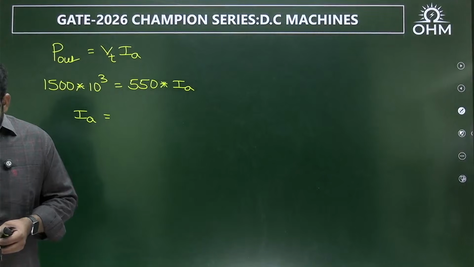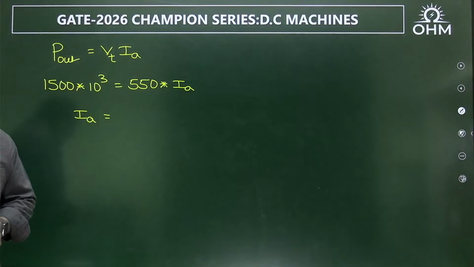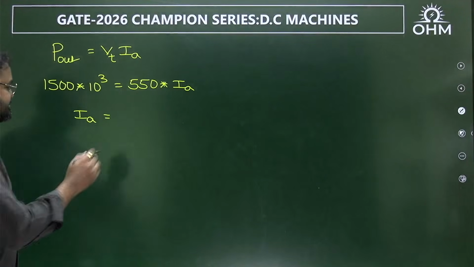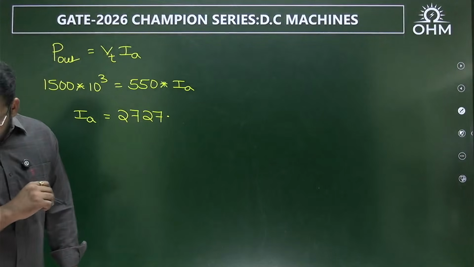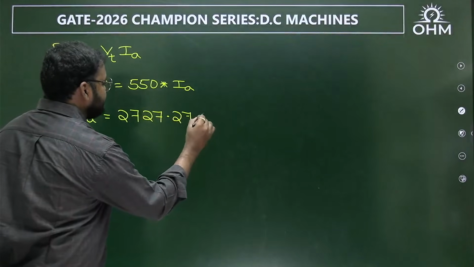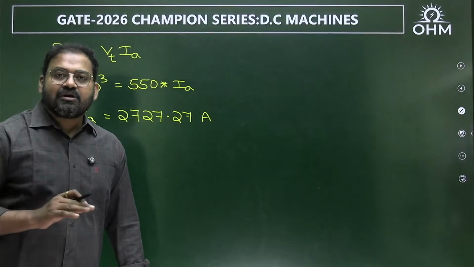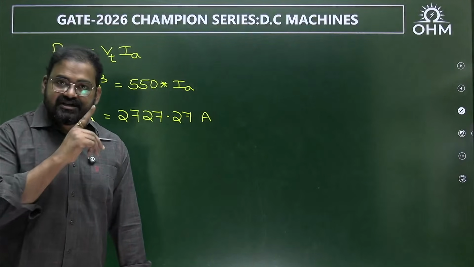Keep a calculator with you. So 1500 kilowatt by 550. Yes, I am getting 2727.27. So this is the value of armature current. Now the moment I got armature current, I can find out the generated EMF of the machine. It is a DC generator.